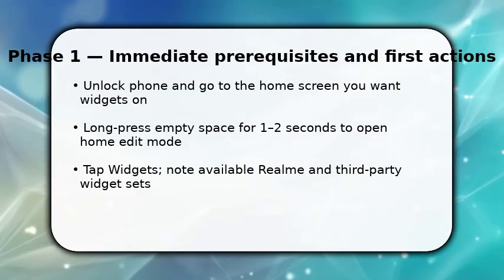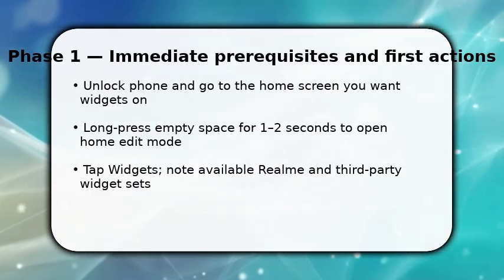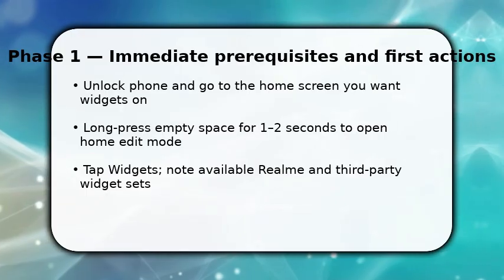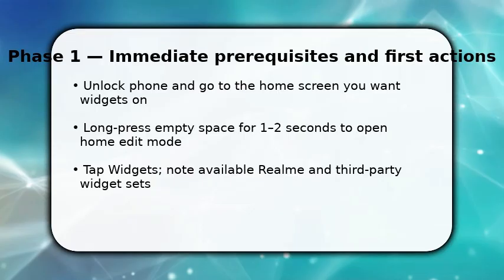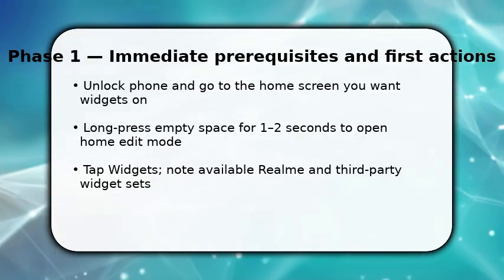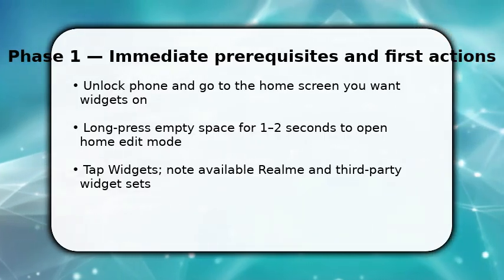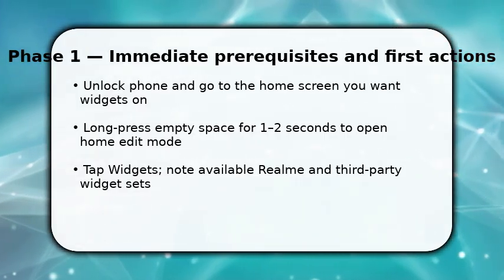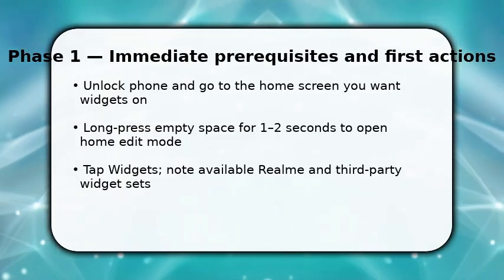You start on the home screen you intend to customize. Long press an empty area for 1 to 2 seconds to open the Home Edit mode because that mode exposes widget options and layout controls. Once done, tap Widgets and scan the list. Realme's default widgets appear first, then any third-party widgets from installed apps. Make sure the app providing the widget is installed and updated, otherwise the widget won't show. You'll place widgets in the next step.